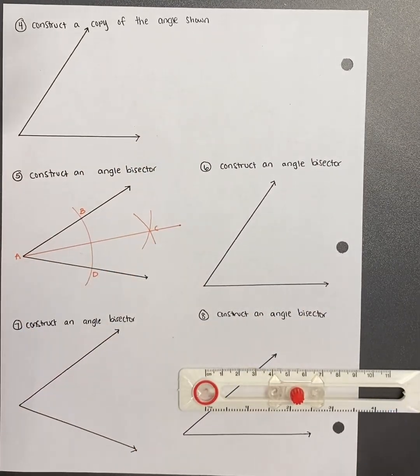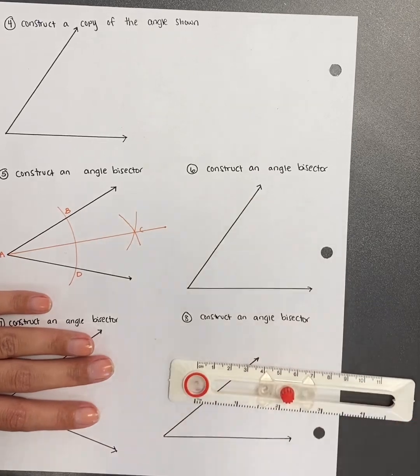Maybe some of you could have figured it out, but it's multiple choice. So, yes, we're gonna do the same thing. And this one's gonna go a lot faster, and now you're getting used to the compass a little bit, so it's gonna go by faster. Number six is the same thing for an angle bisector.